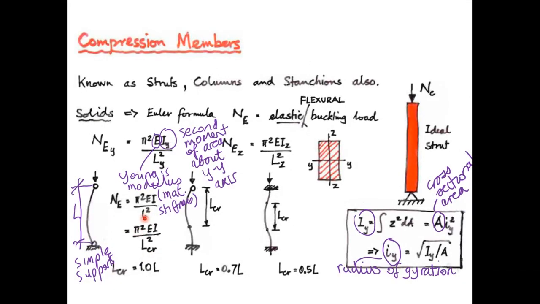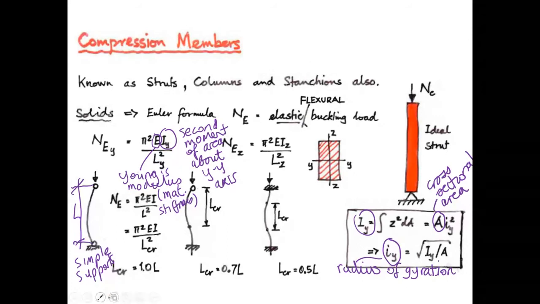So if I double the length, so if I have a long ruler compared to a short ruler, and I double the length of my ruler so that it's twice the length of my shorter ruler, then that will increase this factor underneath by 4. So it means that the buckling capacity reduces by 4. The buckling capacity of a longer ruler is one quarter of that of a ruler that's half as long.